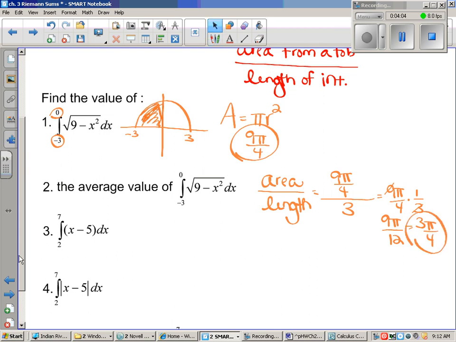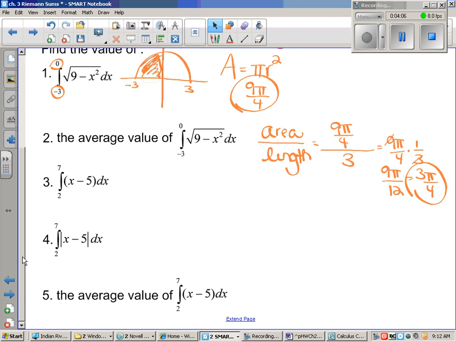Let's do the next one. The next example here says the integral from 2 to 7 of x minus 5. What does that shape or graph look like? That's a line. Good. With a y-intercept of what? Yep. And an x-intercept of? Wonderful. So here's my graph. This is asking from 2 to 7. So I'm going to use from 2 to 7.